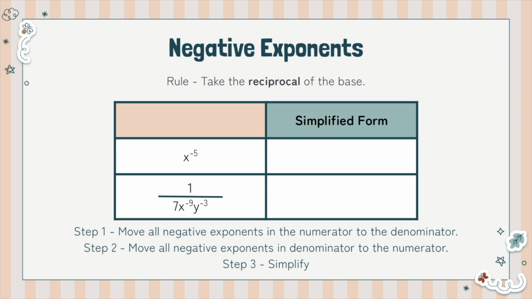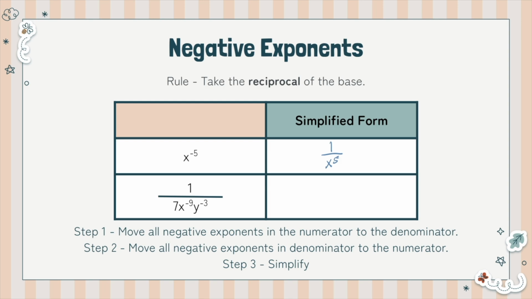So for example, we've got x to the negative 5th. We're going to take that and move it from the numerator to the denominator. So we're going to end up with 1 over x to the positive 5th. Anytime that it moves from the numerator to the denominator, it is the reciprocal. It becomes positive. So in this case, we took our negative, put it in the denominator, and it became positive.